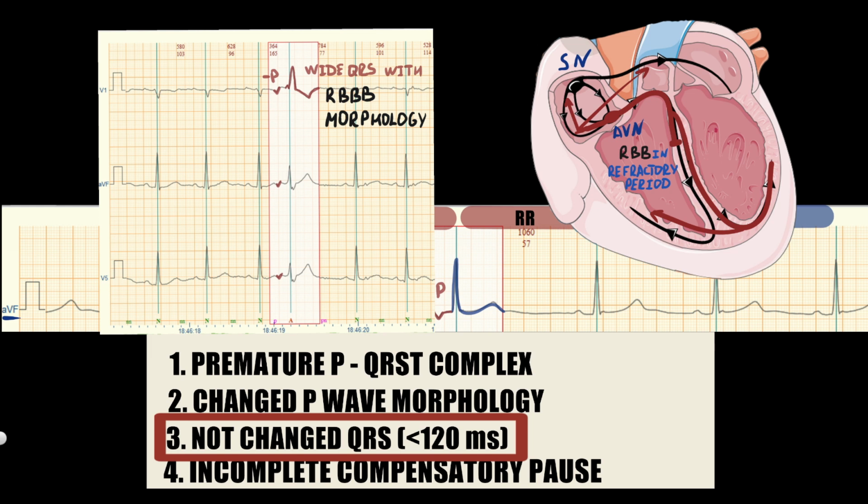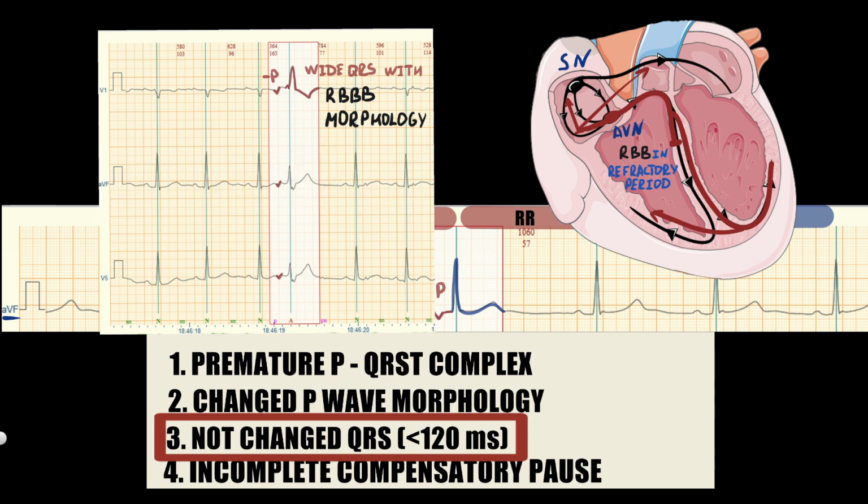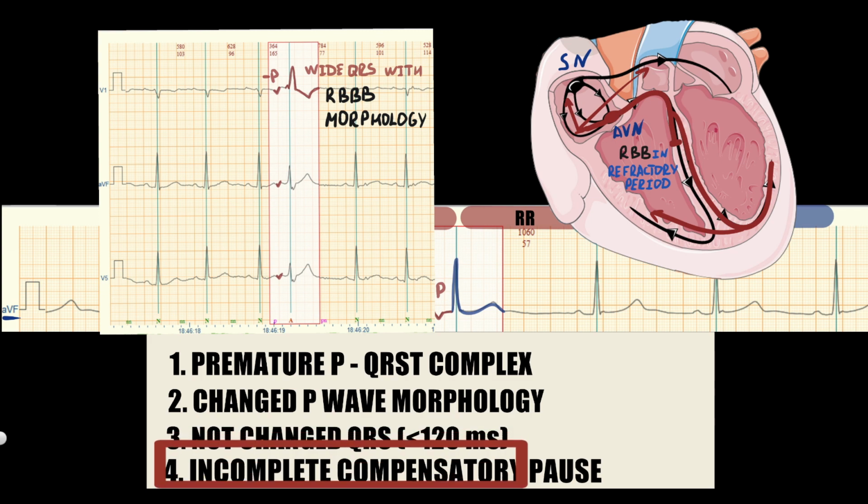This premature atrial contraction is called aberrant. We have other videos about right bundle branch block and aberrant conduction. The link will be in the description. Now to the compensatory pause.